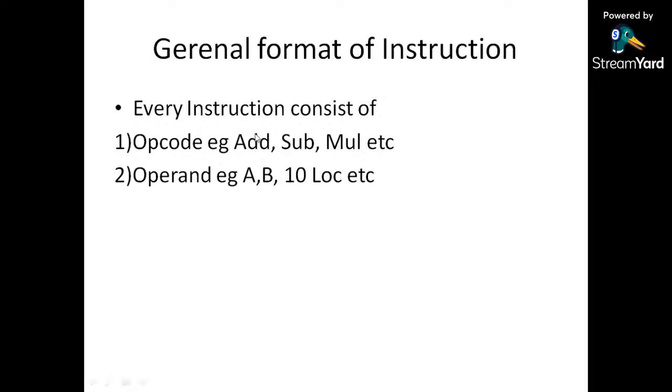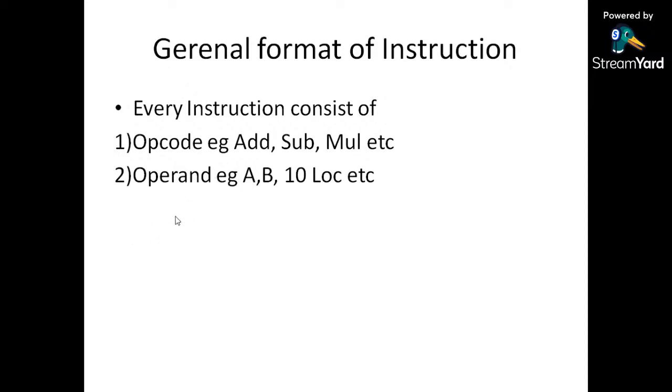If you are writing add a comma b, that means you are specifying that you need to perform the addition operation. Suppose you write sub a comma b, that means you need to perform subtraction. If you write mul a comma b, then you are specifying that you have to multiply two values. And what is the operand? These are the values upon which the operation needs to be performed.